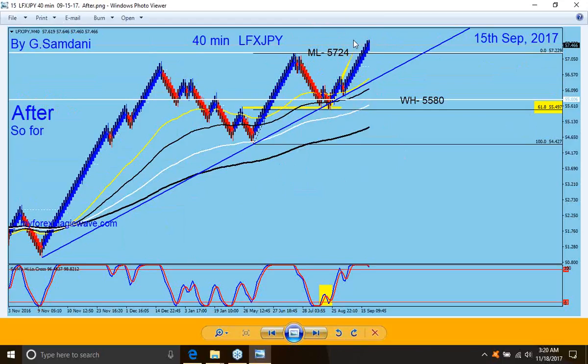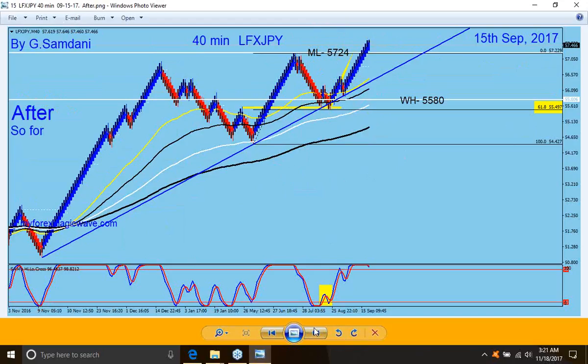There was another level here, a big level, 57.24. So once it was going up there, I was going long, long, long in yen pairs. That was a few weeks ago. But then it reached a point where it needed a retracement, just like this. After a move, it retraced.